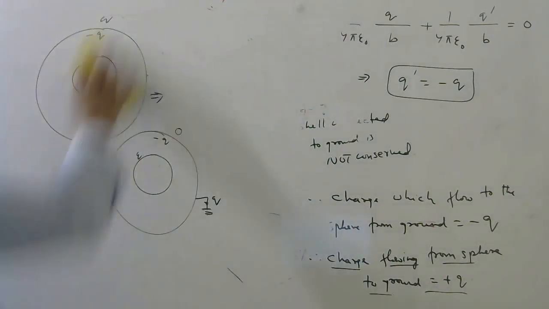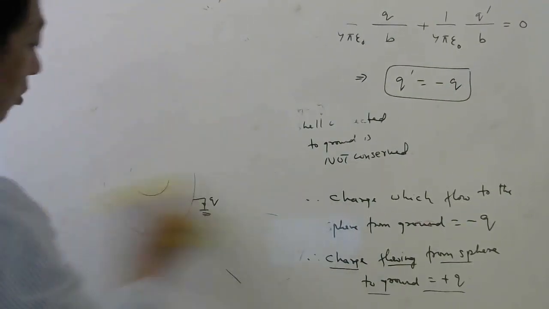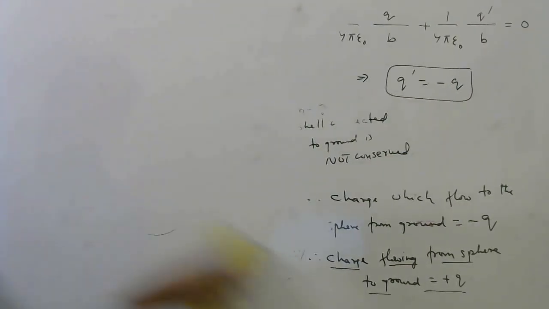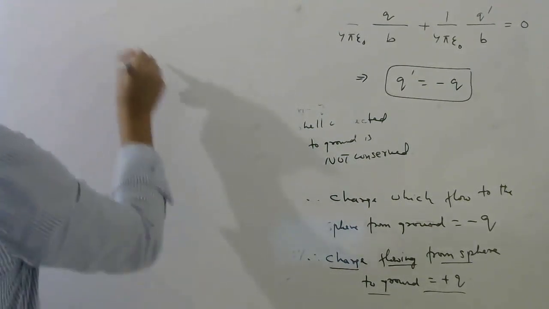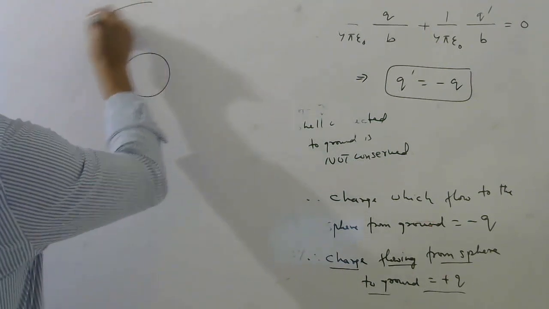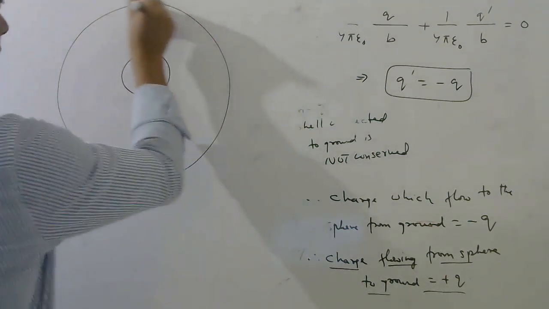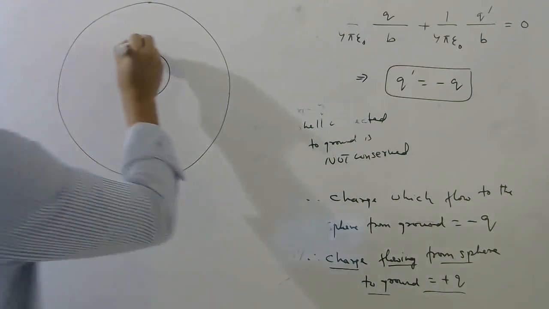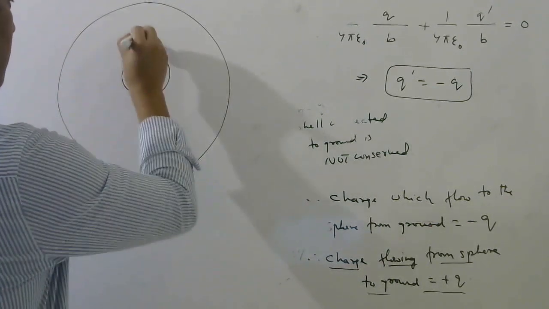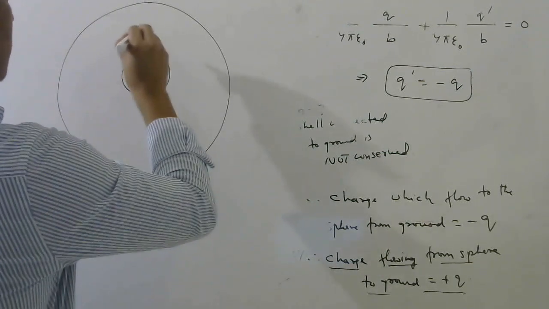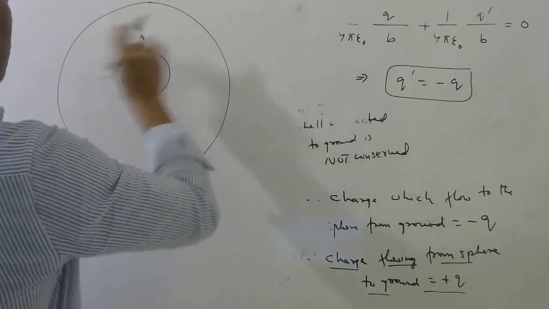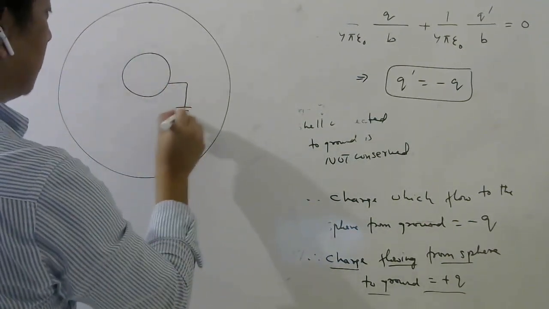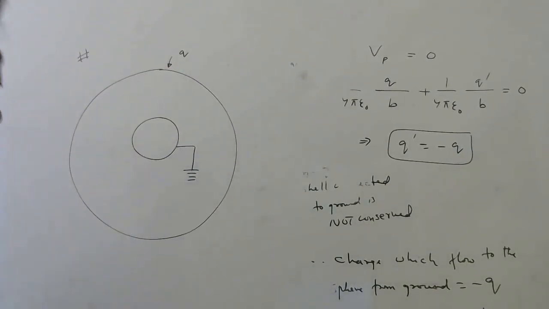Now the last problem that I wanted to solve today is the same type. Suppose I have these spheres, and here I give charge q. This time I gave charge q here, and this is grounded. So q charge is given to this, and this is grounded.